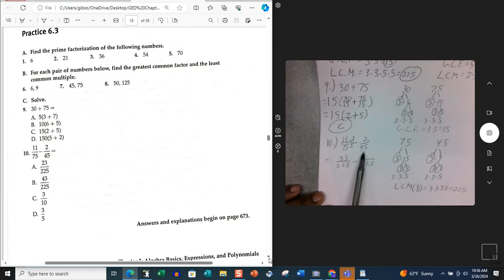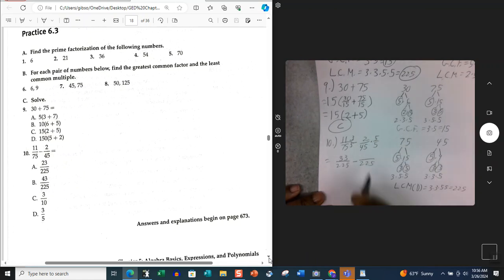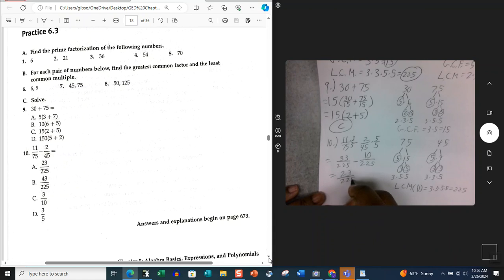Now here, our bottom initially start off with 45. We had 3, 3, and 5. We go here to 3, 3, and 5. That means we're left with a 5. So we'll multiply the top and bottom by 5. So 2 times 5 is 10. So 33 minus 10 is 23, and our denominator is 225. So it's 23 over 225, which is A.